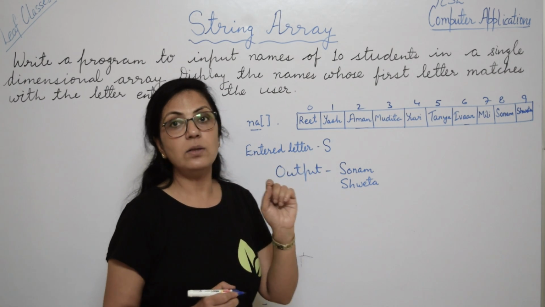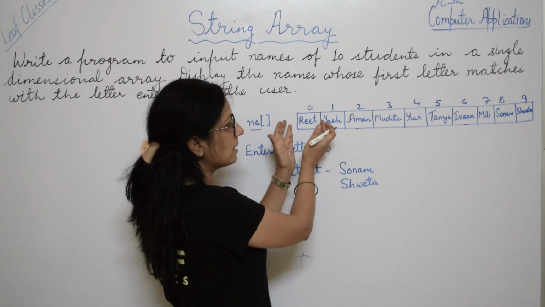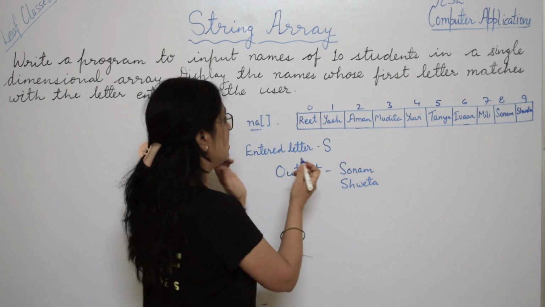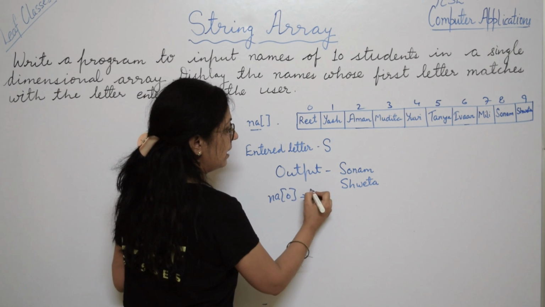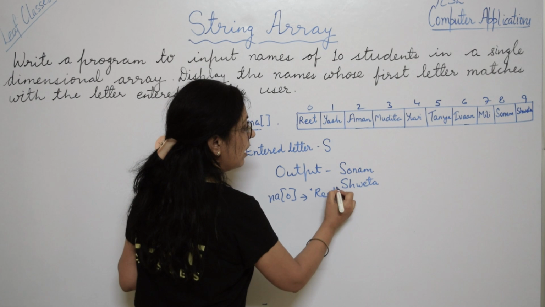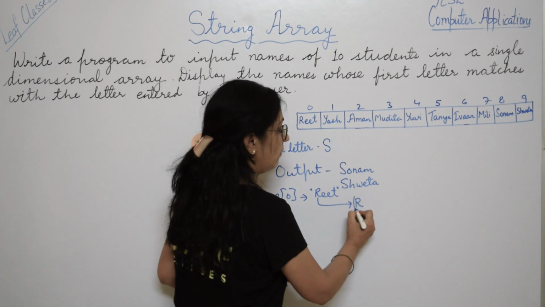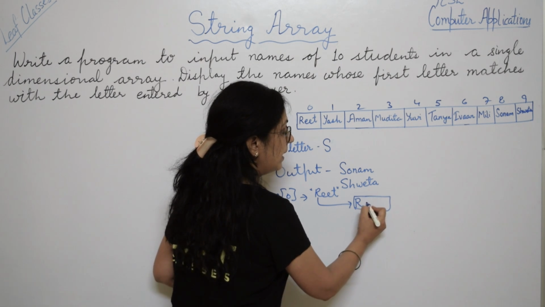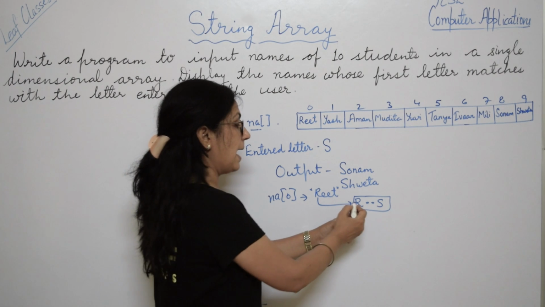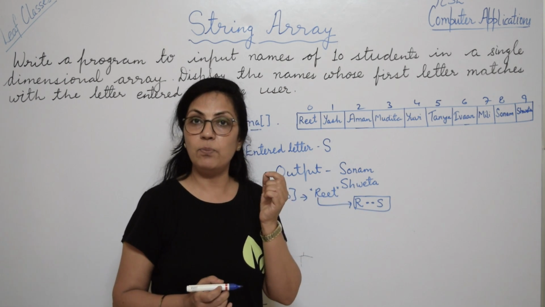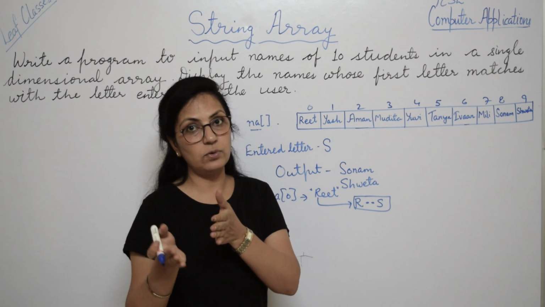Now, how will this checking be done? After entering, we'll extract the first element. That means NA[0] will be extracted first. What is there in NA[0]? It is Reet. Now we will extract the first letter of this, and then we will compare it with the letter entered by the user. Here it is S, suppose. So R and S will be compared. If both are equal, then that value will be displayed, otherwise it will move to the next one.